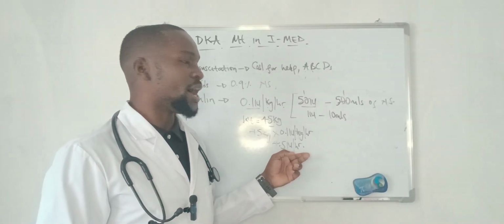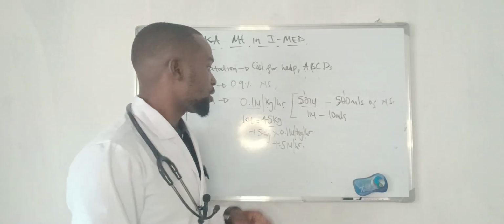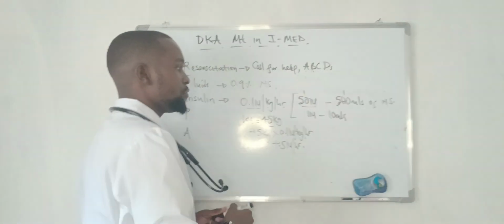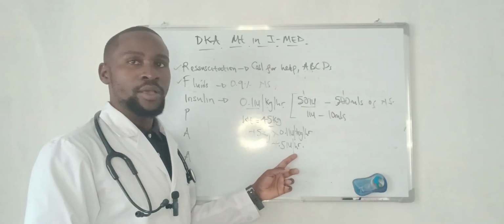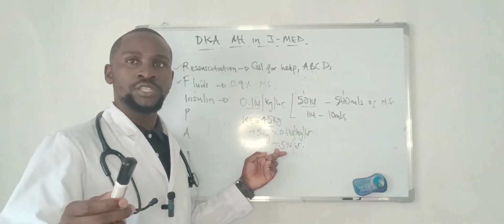4.5 international units per hour. So how are you going to do this? So what you do here is that, remember you already have this. What you want to give is not international units per hour, because this insulin is already dissolved in normal saline.